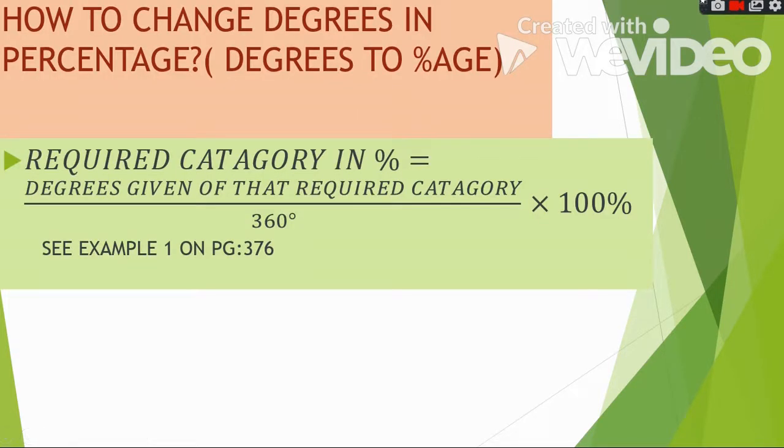Next thing, how to change degrees into percentage. Degrees to percentage conversion is given here. Required category in percentage is equal to degrees given of that required category multiplied by 100% and divided by 360 degrees. Again, example number 1 on page 376 will help you to learn this formula: total degrees of the required category, then divided by the 360 degrees and then multiplied by 100% will give you the required category in percentage.